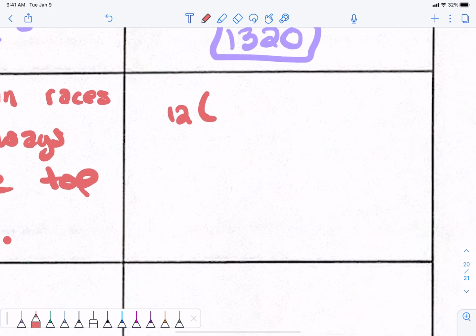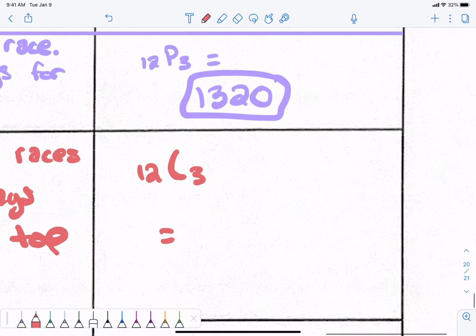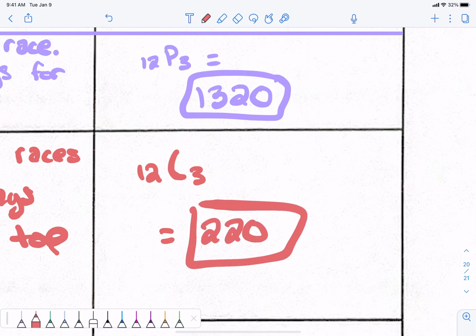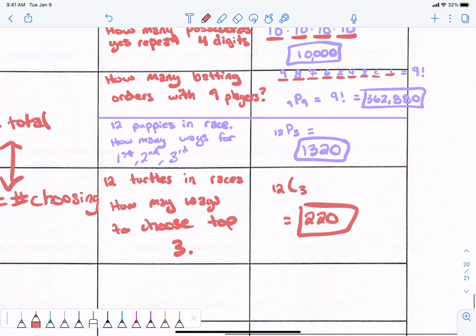So this would be 12C3. And is that more or less than 1320? Less, because we've divided out the repeats. So 220. Perfect. 220 different ways that I can choose those 3 turtles out of 12. Not too bad. Any questions so far? Are we doing okay? Yeah. Okay.